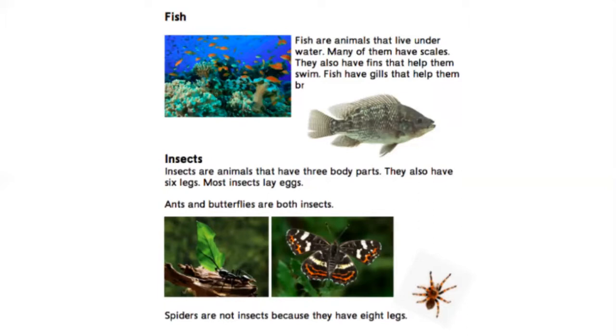Insects are animals that have 3 body parts. They also have 6 legs. Most insects lay eggs. Ants and butterflies are both insects. Spiders are not insects because they have 8 legs.